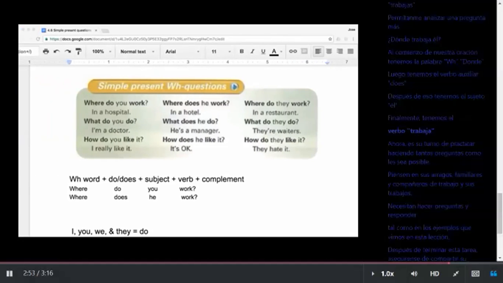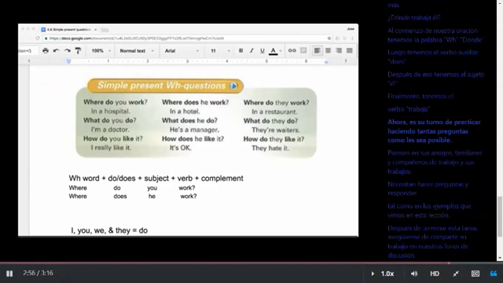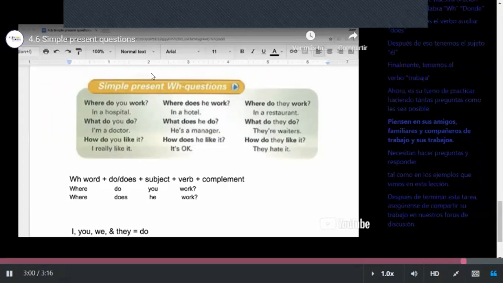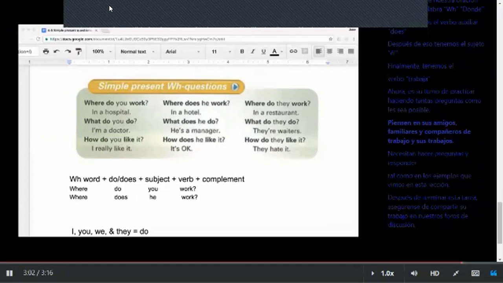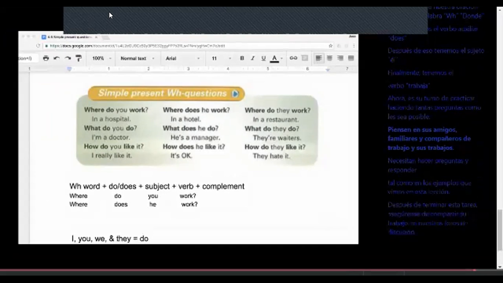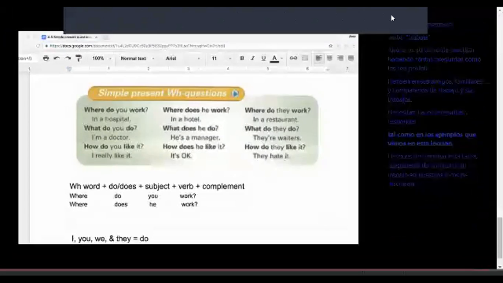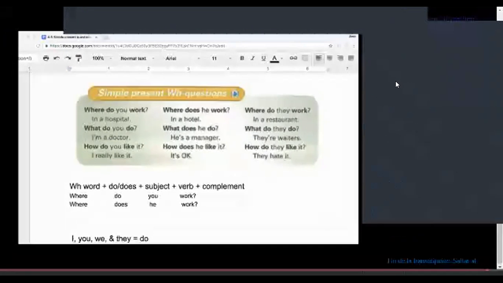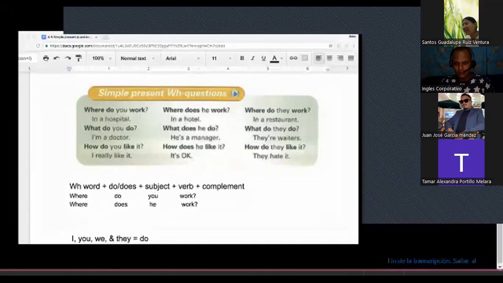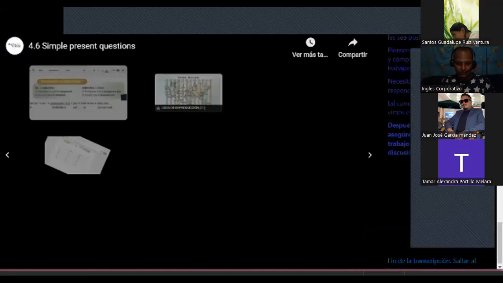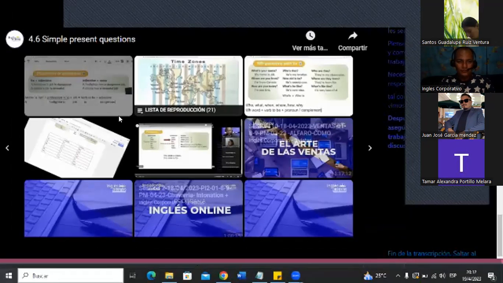Now, it's your turn to practice making as many questions as possible. Think of your friends, family, and co-workers and their jobs. You need to make questions and answers, just like the examples we saw in this lesson. After you finish this task, make sure that you share your work in our discussion forums. What does he do?